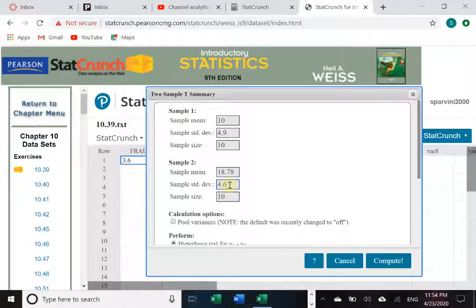And note, by the way, how close the standard deviations are. This is 4.6, 4.9, not too far. So that assumption that the two deviations are equal is not a far-fetched assumption.